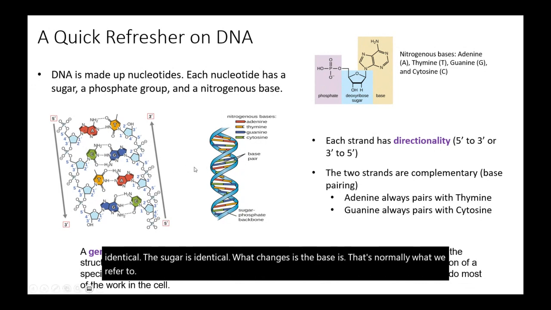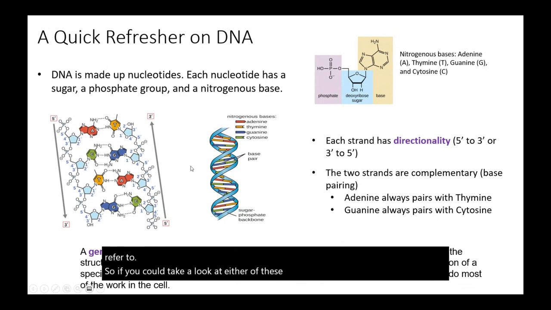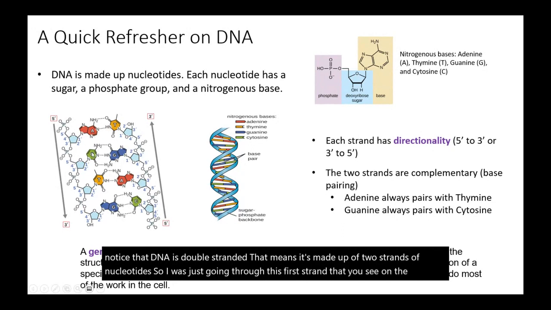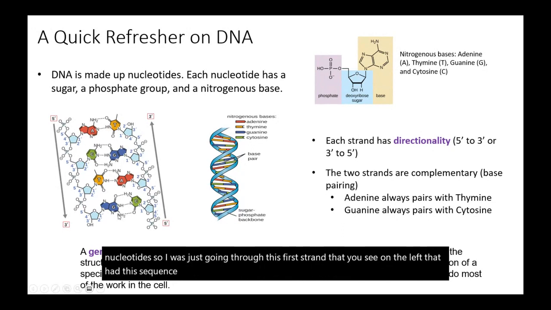So if you take a look at either of these pictures right here, you're going to notice that DNA is double-stranded. That means it's made up of 2 strands of nucleotides. Okay, so I was just going through this first strand that you see on the left that had the sequence A, C, T, and G. But notice over here, there's a second strand, and its sequence goes T, G, A, C. So it is double-stranded, okay?